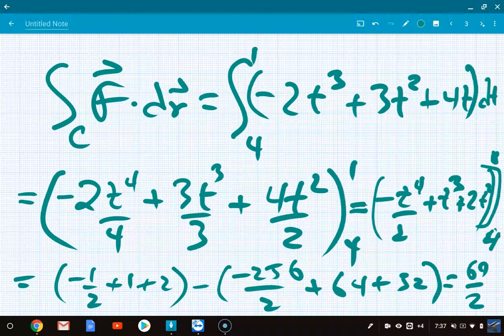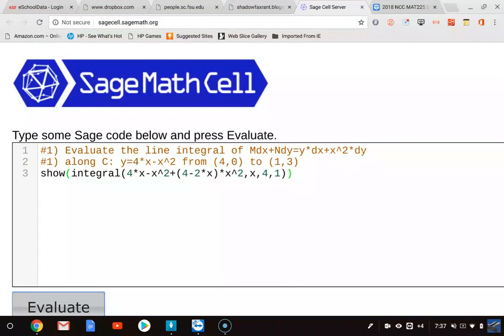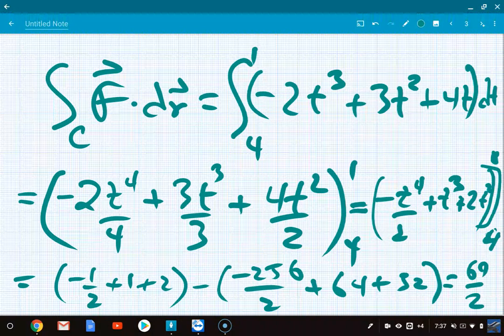Okay, here's another example. Let's do this in Squid. Squid, come back. Okay, so say you want a line integral of F dot dr where C is a smooth curve from 0.